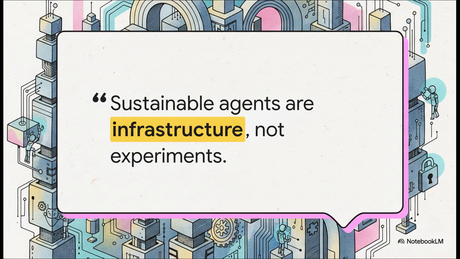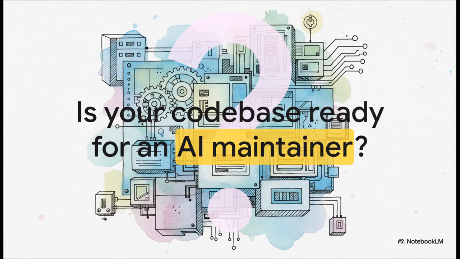This final quote just captures the entire philosophy perfectly. Sustainable agents are infrastructure, not experiments. The point isn't to build some flashy feature that's going to be obsolete in 6 months. The goal is to build reliable, secure, and extensible infrastructure that the whole developer community can build on top of for years to come. You know, these kinds of tools aren't science fiction anymore. Production-grade agents, built on solid engineering principles, just like these, are actually here. And that leaves us with one pretty provocative question to think about. Is your codebase ready for an AI maintainer?